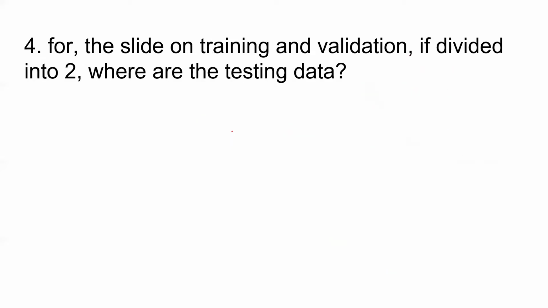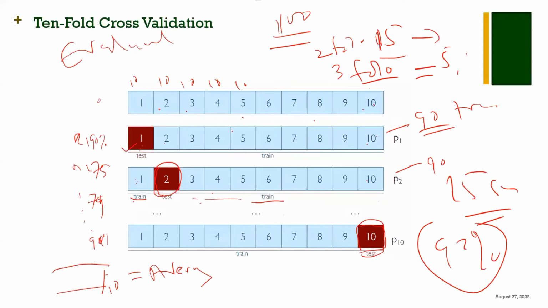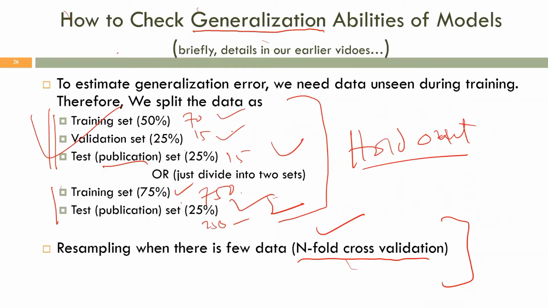For the slide on training and validation, if divided into 2, where is the testing data set? If you divide into only 2, let me clarify, you're only going to have training and testing. But if you divide into 3, then you are going to have validation and testing separately. It means it's like doing testing 2 times.